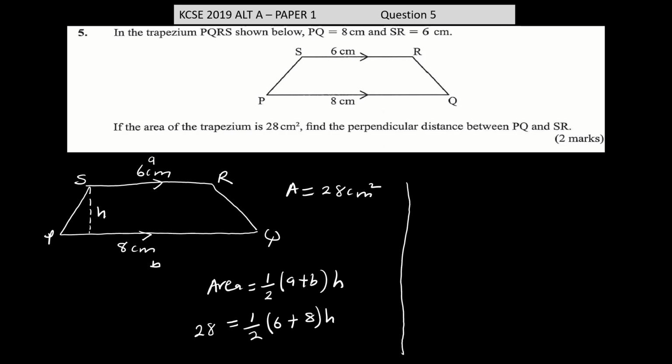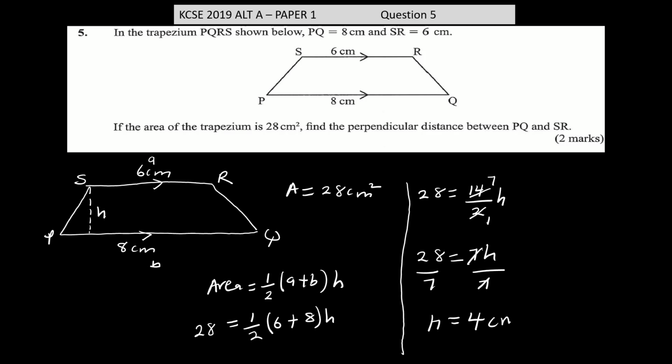Let me draw a line here. We now have 28 equal to 6 plus 8 is 14, 14 over 2 h. If we divide 14 by 2, 2 here 1 and 2 here 7, we now have 28 equal to 7h. And to get h, we divide both sides by 7. 7 will cancel 7, and we have h equal to 28 divided by 7, which is 4. And the answer is 4 centimeter. The perpendicular distance between PQ and SR is 4 centimeter.